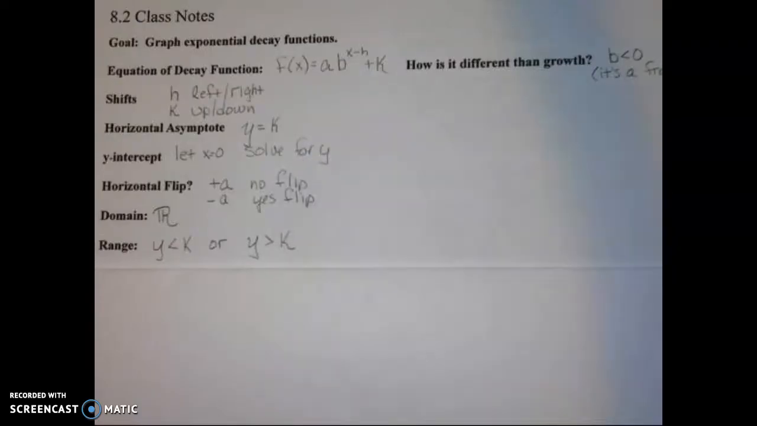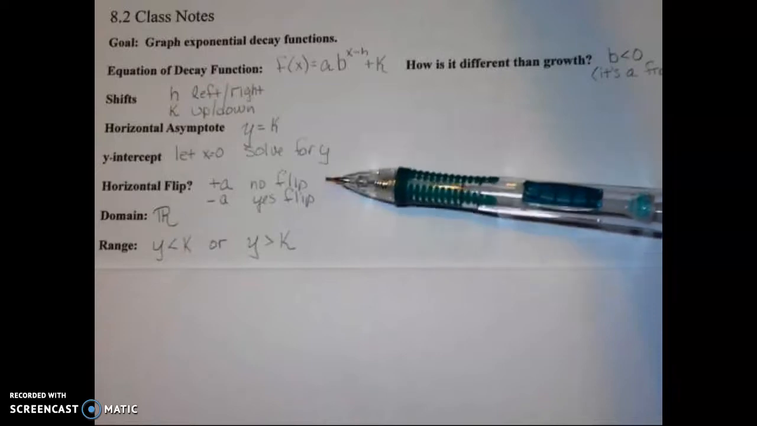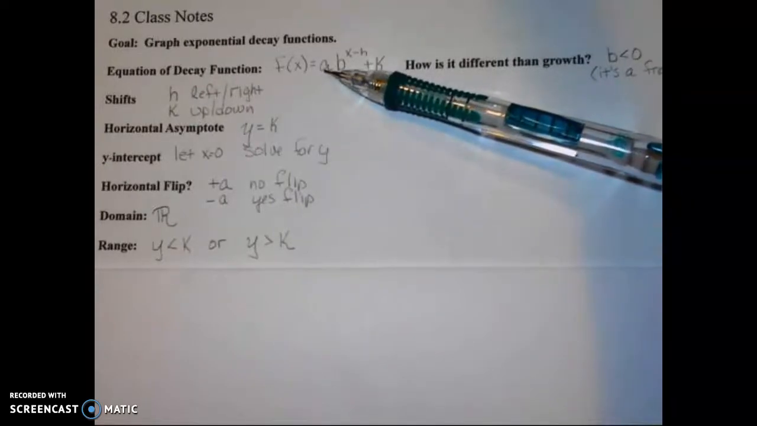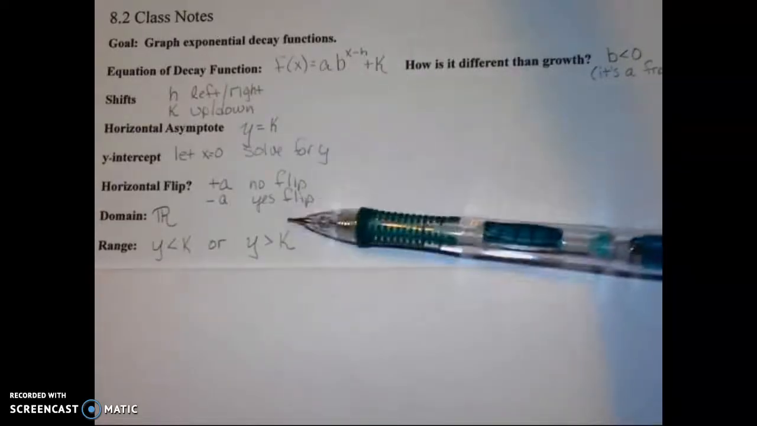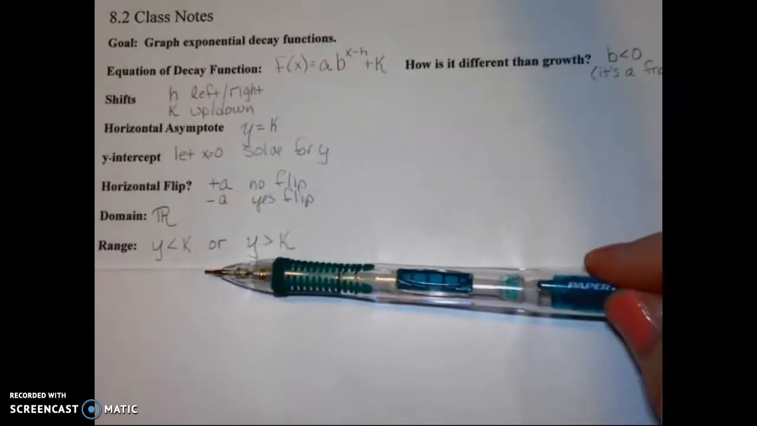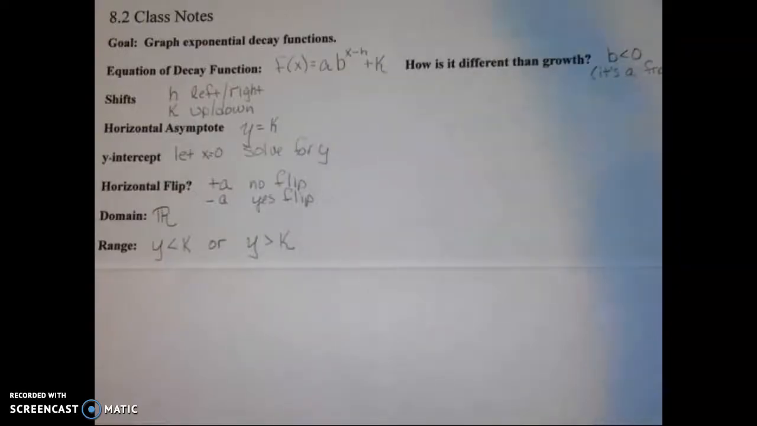To find the y-intercept, you let x equal 0 and solve for y. You check to see if there's a flip. You look at the a value. If it's positive, there's no flip. If it's negative, yes, there's a flip. The domain is always all real numbers, and the range is going to be y is less than k or y is greater than k, depending if there's a flip.